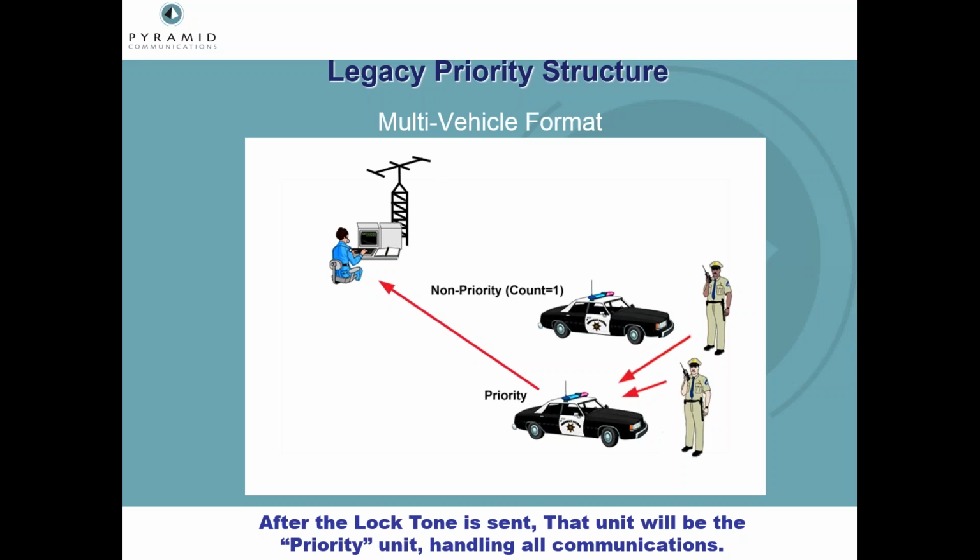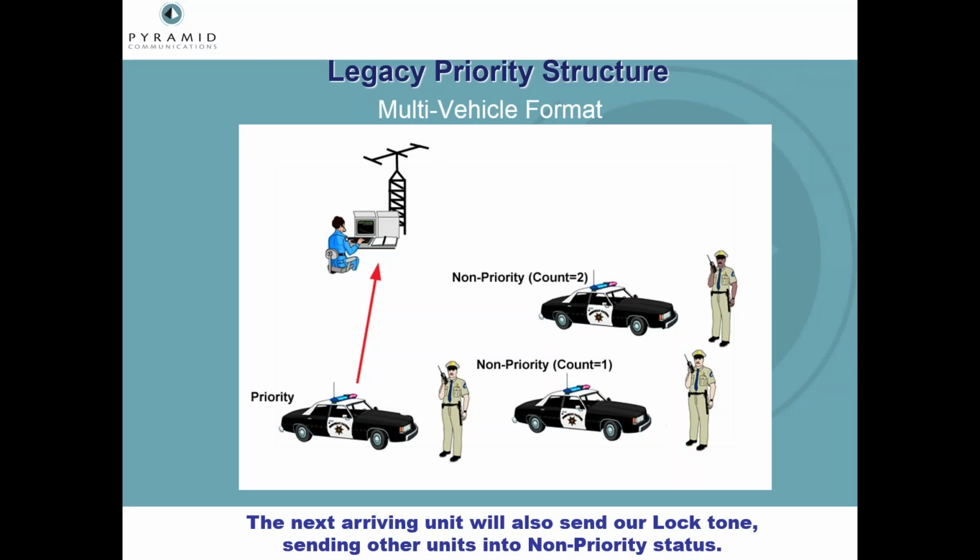Now that first vehicle, it's still active, it's still on, electrically, but it's not handling any traffic. It's just listening and standing down, allowing the priority vehicle to handle all the traffic in base to portable and portable to base direction. If a third vehicle is to arrive on the scene, the situation just replicates itself again to vehicle number 3. The other 2 vehicles will now be in non-priority.